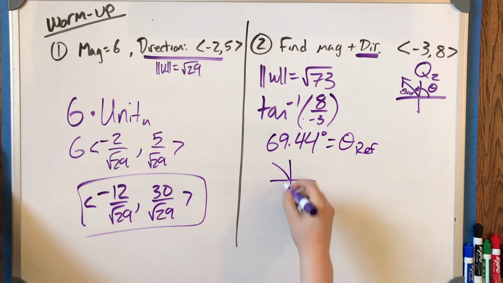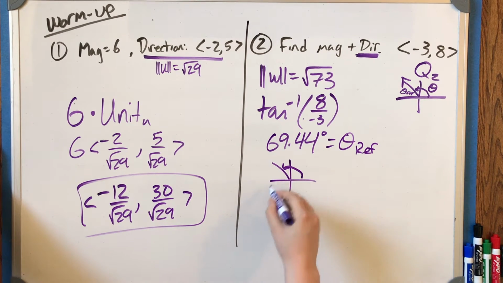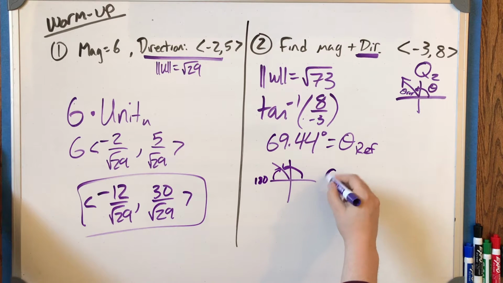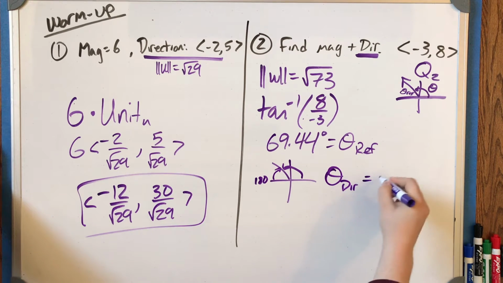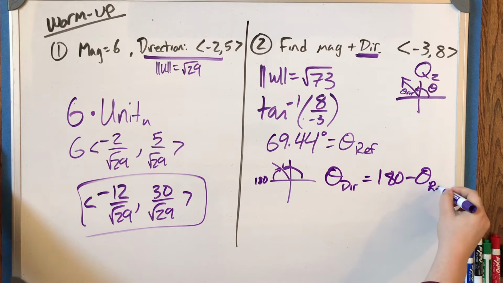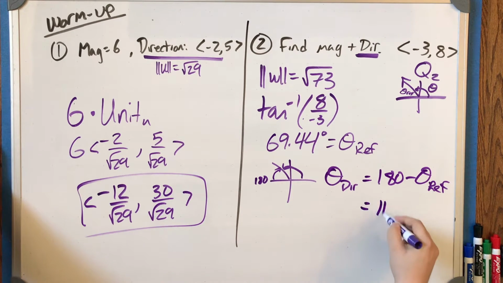In order for me to find the actual angle, because this is our reference angle, if I'm in quadrant 2, what I need to do is go to 180 and then subtract the reference angle. So theta as a direction angle is going to equal 180 minus theta as a reference angle, which is going to be 110.6 degrees.